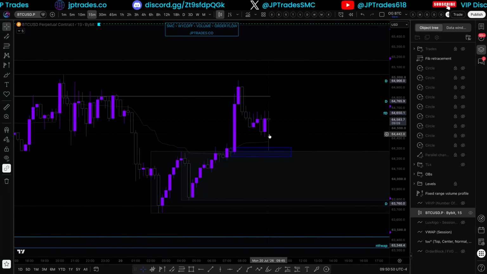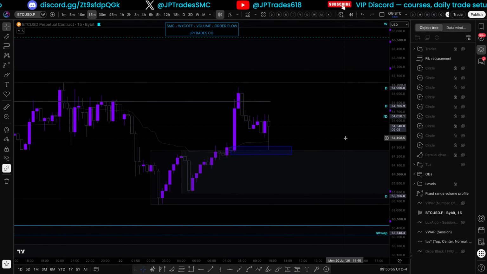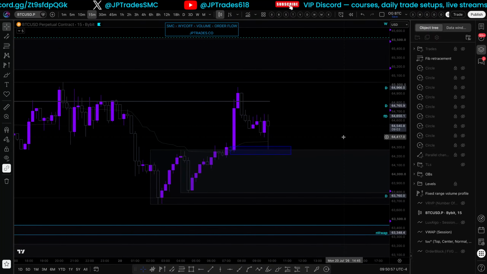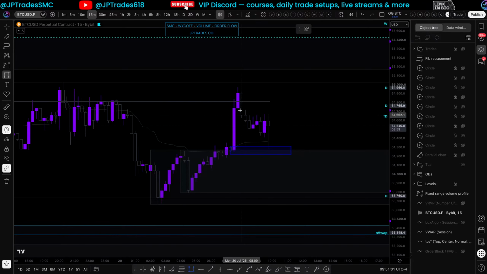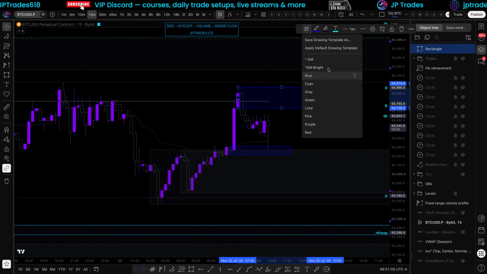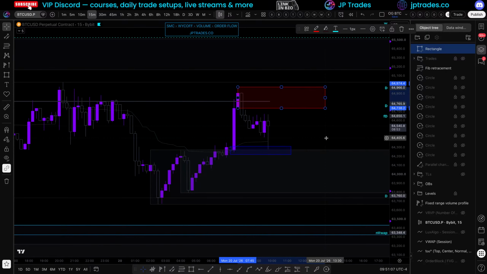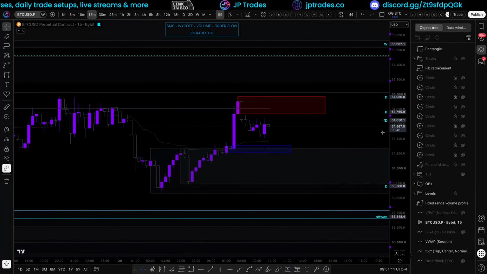But we'll see if they get acceptance back above VWAP and they're able to actually hold and start doing business there. And don't forget about this 15-minute supply here, because that could be your next level of resistance with this daily level and your value area high here.